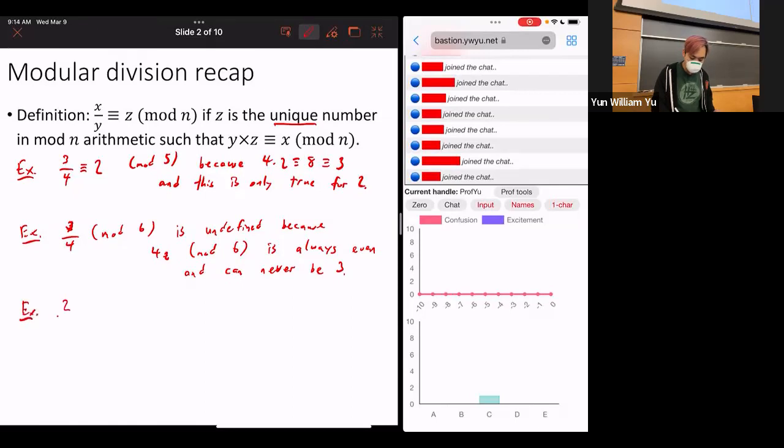And lastly, 2 divided by 4 mod 6 is also undefined, because it turns out there are 2 answers to this and not just one.